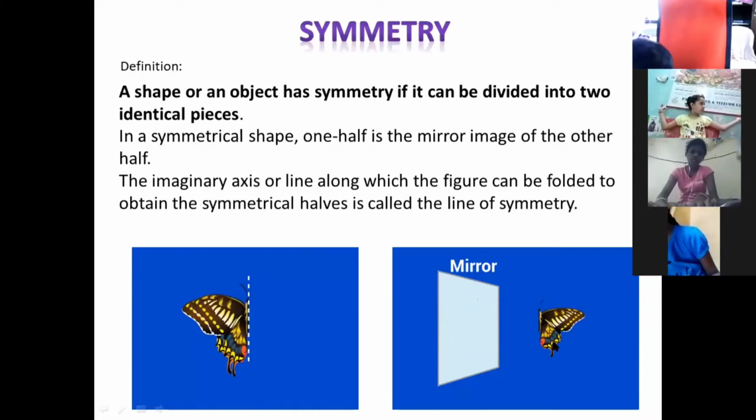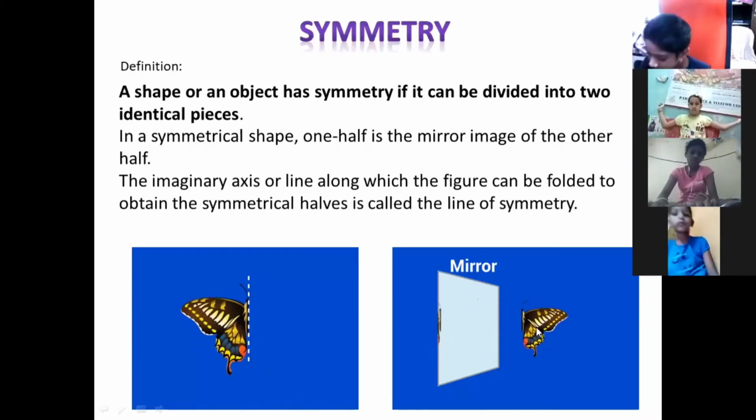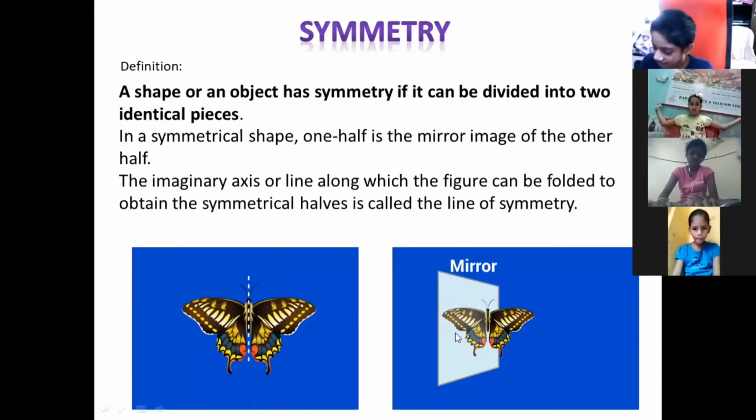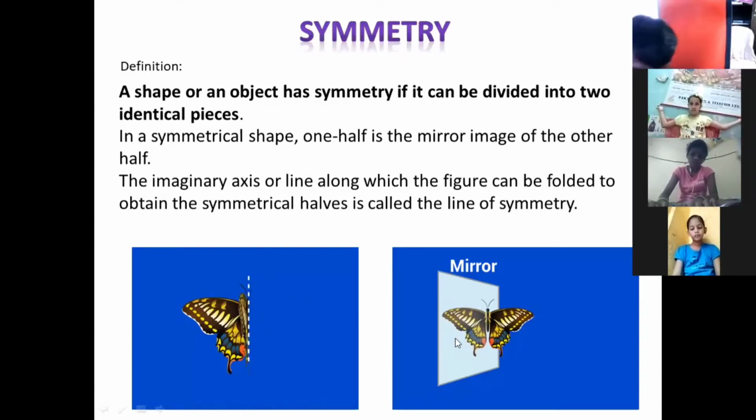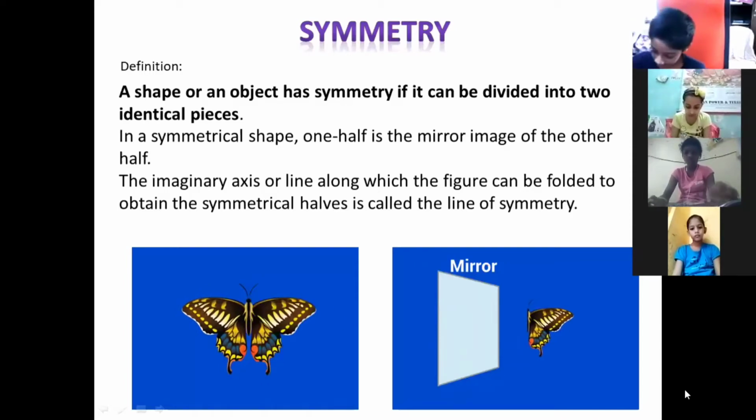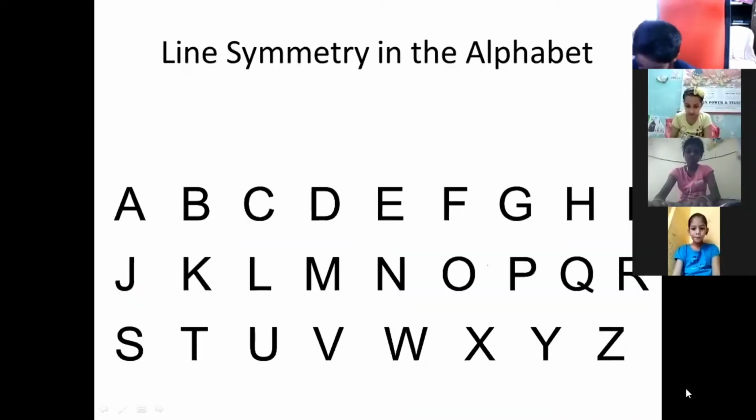In the second picture, we can see half of the butterfly. When you place it near the mirror, we can get the complete picture of the butterfly. So this line is said to be the line of symmetry. Now, you already know that, children. Can you say which alphabet has a line of symmetry?